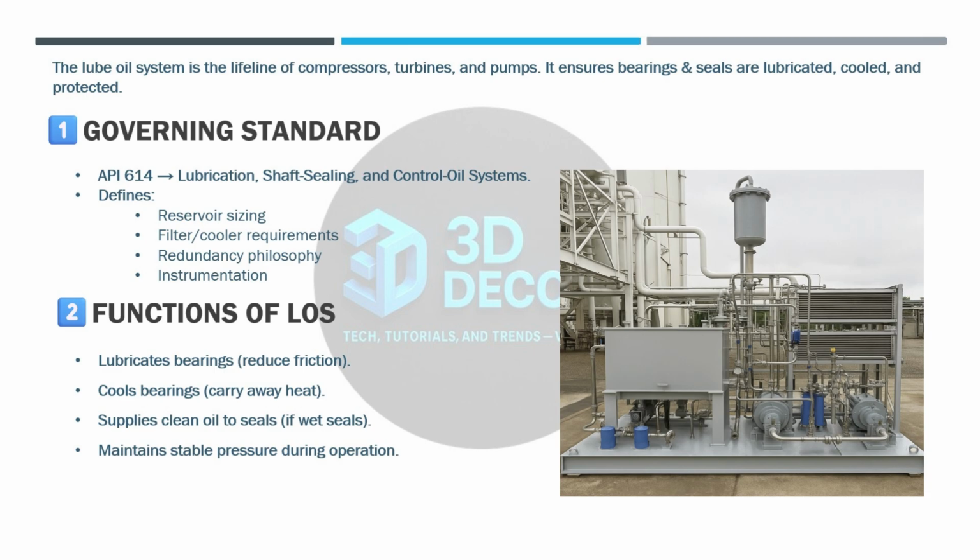Functions of LOS. What exactly does the LOS do? It lubricates bearings, reducing friction. It cools bearings by carrying away heat. It supplies clean oil to seals, especially in wet seal applications. And it maintains stable pressure during operation.